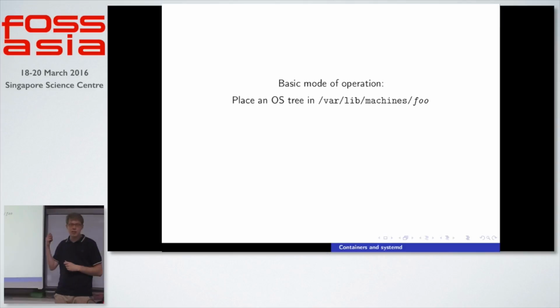The OS tree really means just putting in another operating system there, so that you have /var/lib/machines/foo/etc, /var/lib/machines/foo/usr, /var/lib/machines/foo/home, and so on, like you know it from Linux. Then you can test it by simply invoking it. Test it with systemd-nspawn -M foo, right?